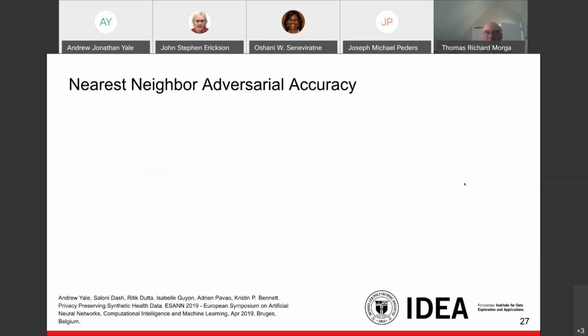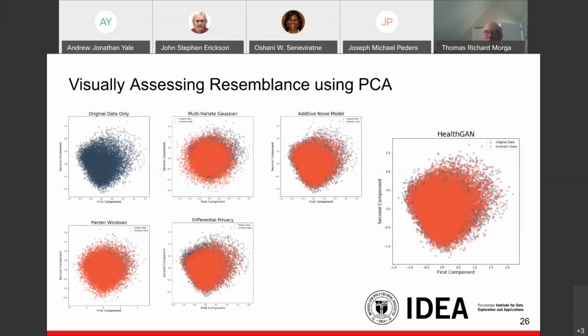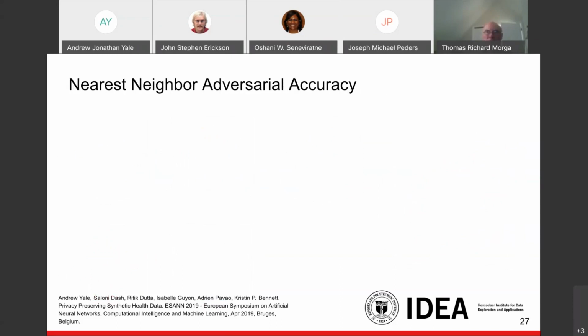So I mean, this is fine, but this is not. This is more qualitative, not quantitative. So how do we quantitatively measure this? And so we developed the idea of nearest neighbor adversarial accuracy.